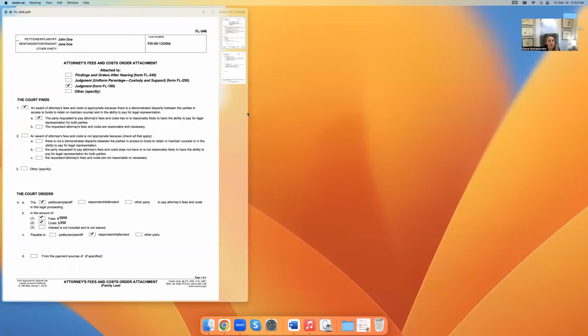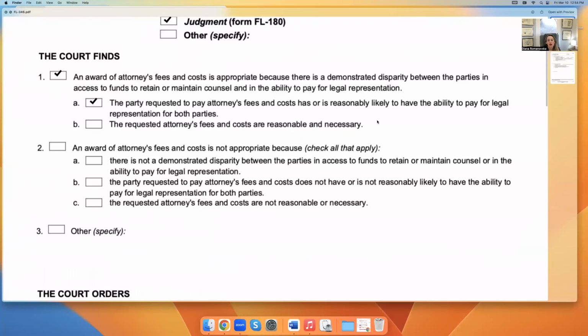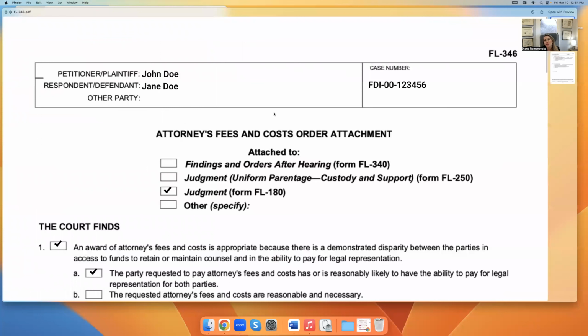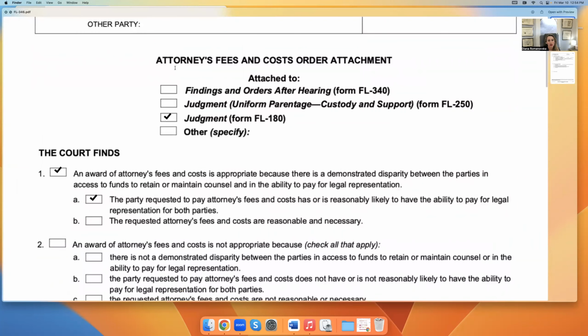Next form attached to FL180 is going to be regarding attorney's fees. So let's get right into that. And remember, even if you did have a hearing, you're still required to prepare a judgment package. So these forms are designed for people who either have an agreement or went through a hearing. That's why, okay, let's go right into it.